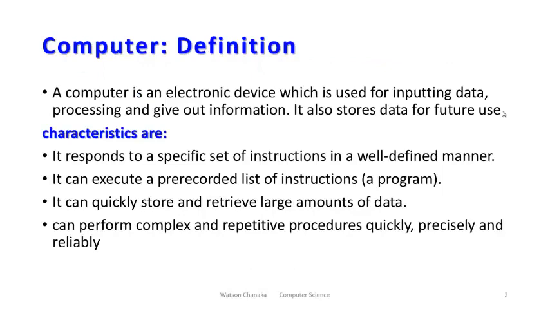Okay, before we start with the types of computers, we're going to talk about the definition of the computer. A computer is an electronic device which is used for inputting data, processing, and give out information. It also stores data for future use. So we've got a lot of definitions which we can bring up on the definition of a computer.